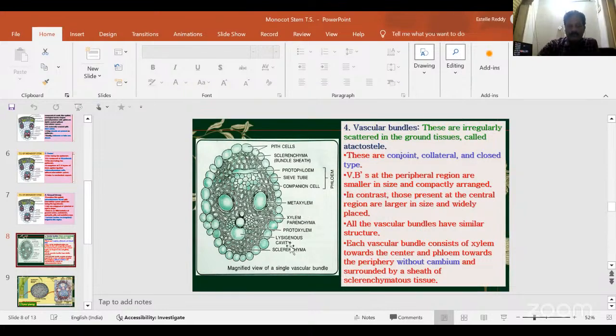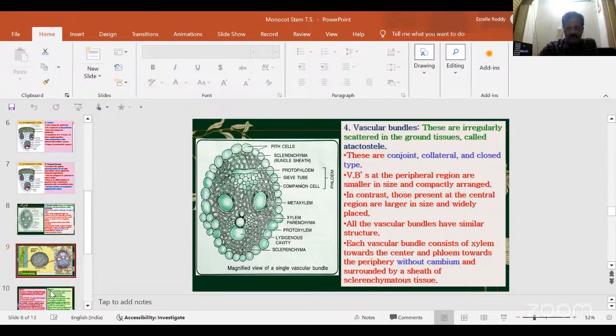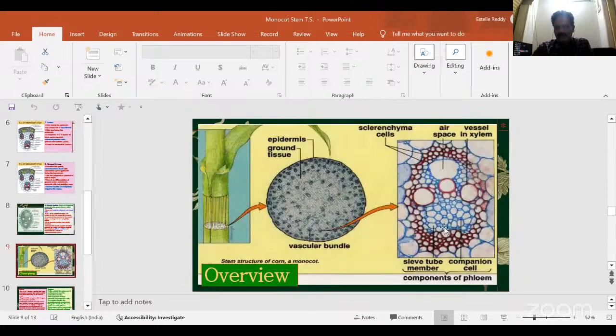If you observe the xylem tissue in each vascular bundle, you can have a look here. So this is phloem. These are the xylem. Metaxylem vessels. These metaxylem vessels are larger in size. This is protoxylem. The central xylem vessel is called protoxylem. Each vascular bundle appears like this.